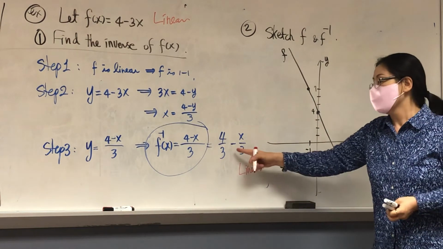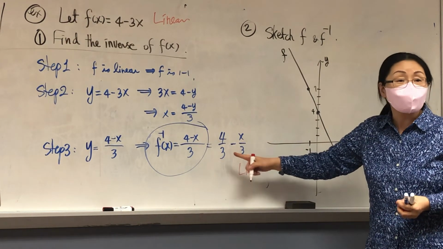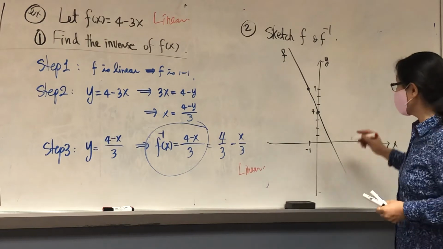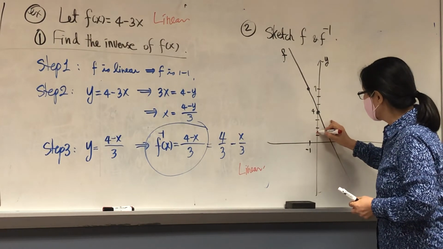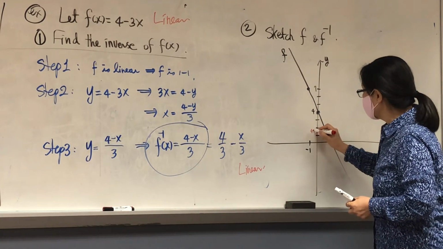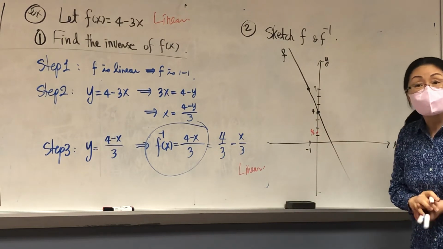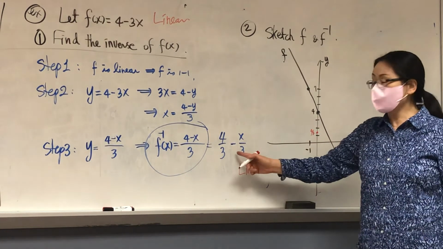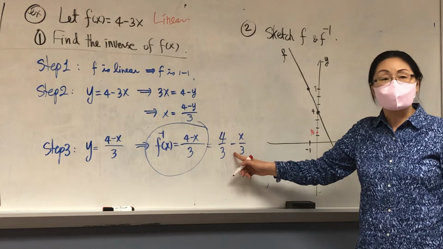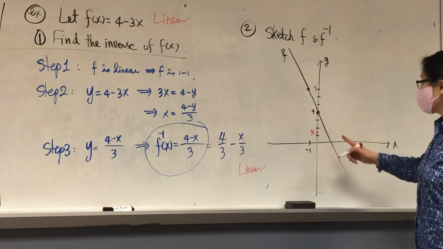The y-intercept is what? 4/3. Am I right? Yeah? 4/3 is where? Here. And what is your slope? Your slope is still negative 1/3. Am I right? So negative 1/3 means what?